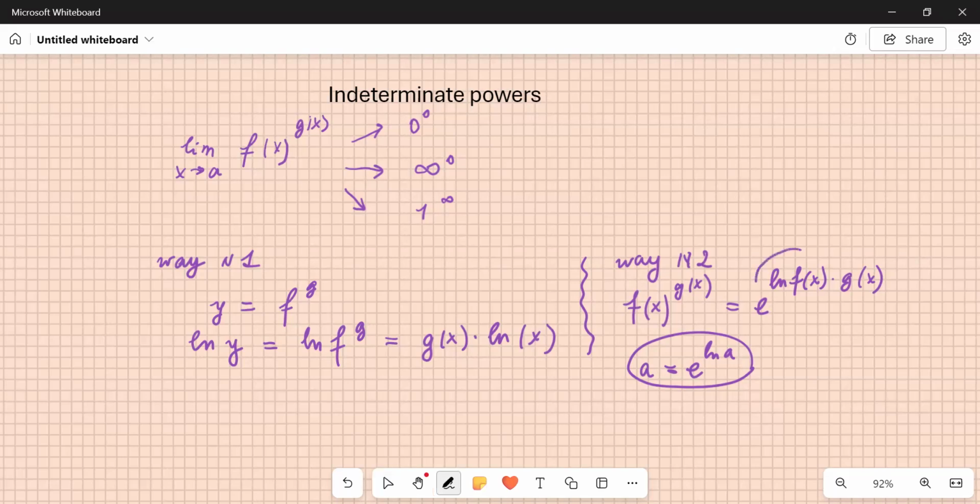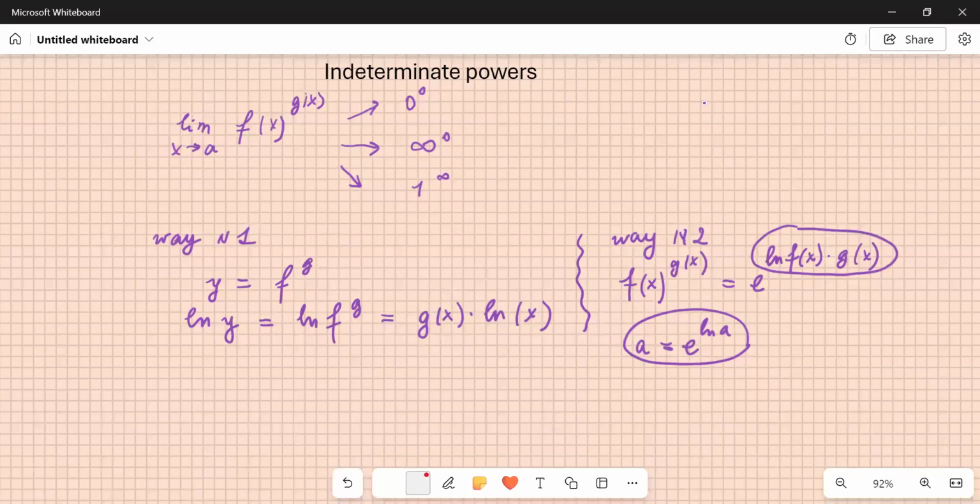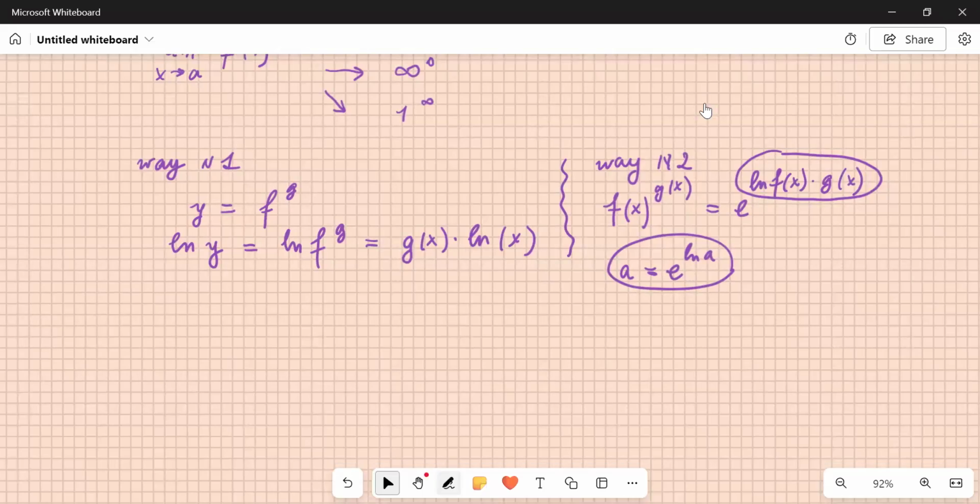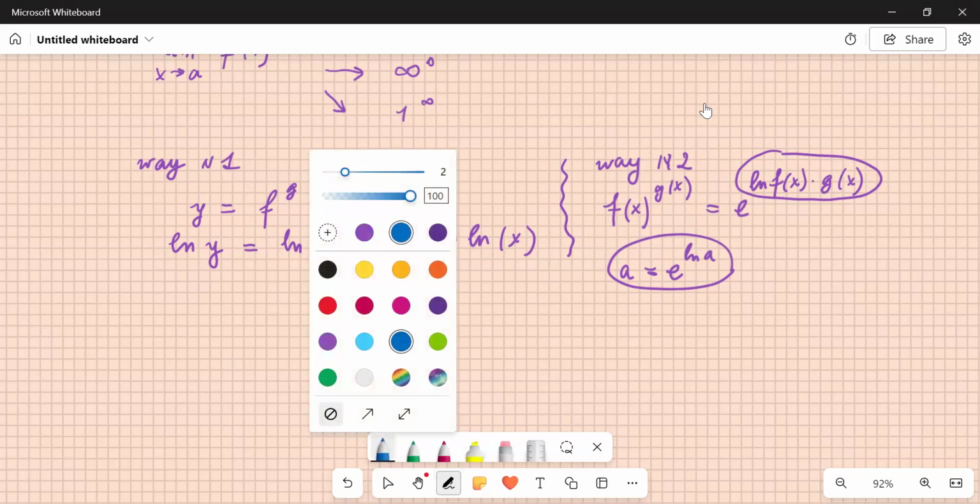And then you work with this product, ln of f multiplied by g of x, which is turned into a ratio, and then eventually calculate the limit, and then you plug this limit into the power of the exponent, and that's going to be your actual final answer. Let me show you how to use this way to apply L'Hopital's rule.